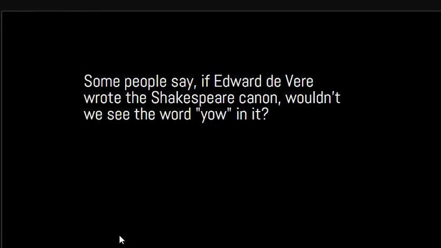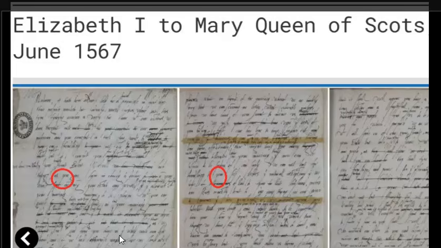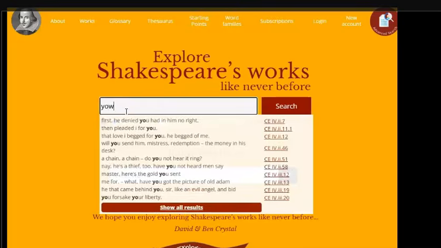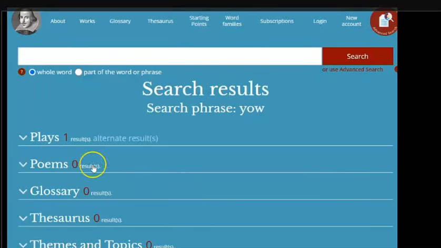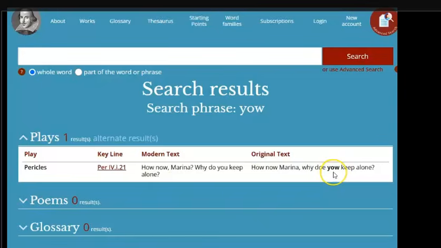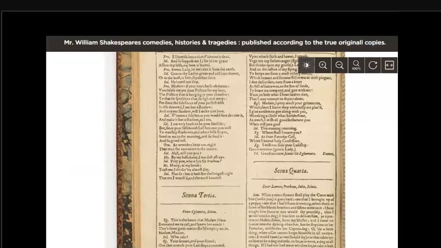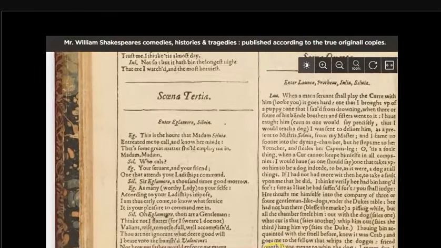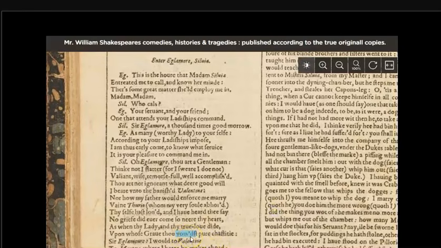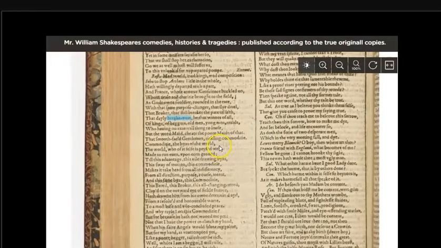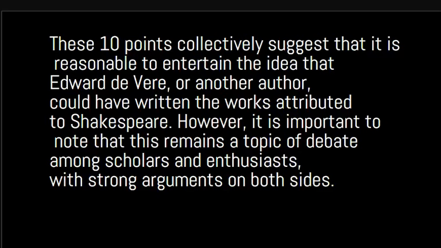Some people say if Edward de Vere wrote the Shakespeare canon, wouldn't we see the word yow in it? So let's check that out. By the way, the word yow is a royal word. Elizabeth I wrote to Mary, Queen of Scots, and she uses the word yow all the time. So if the royals used it and Shakespeare used it, Shakespeare had to be a royal. Here we find it in Pericles. Two Gentlemen of Verona. And also King John.